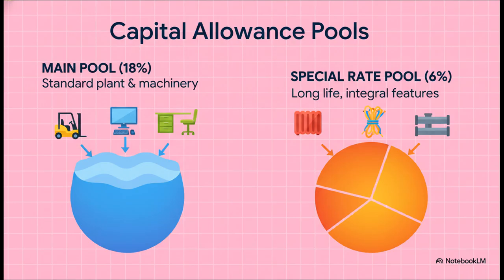First up is the main pool, which gives you an 18% writing down allowance each year on a reducing balance basis. This is where your standard plant and machinery goes. Then we've got the special rate pool, which drastically restricts your allowance down to just 6%. You'll use this one for long-life assets and integral features of a building. Think of things like a really expensive new air conditioning system. You need to know exactly where to slot your exam scenario assets so you're applying the right percentage every time.